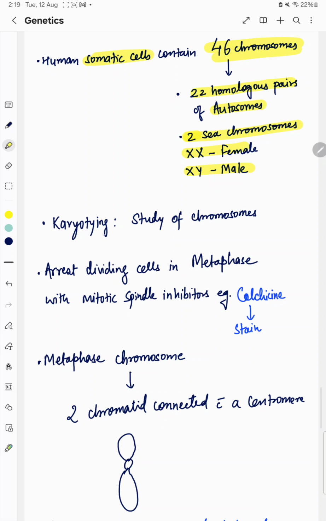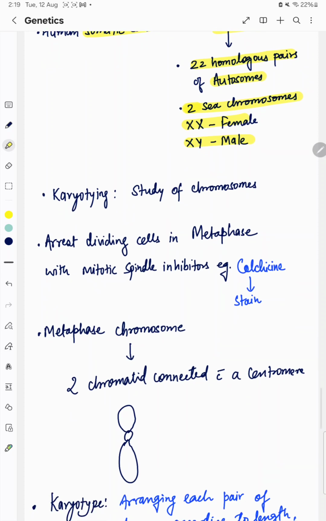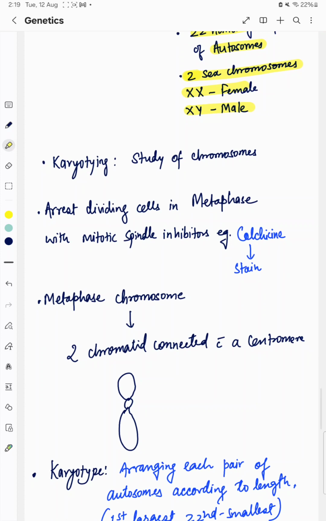So karyotyping is the study of chromosomes, and karyotype is a diagrammatic representation of the chromosomes according to their size, lastly followed by the sex chromosomes. So how do we achieve this karyotype? We arrest the dividing cell in metaphase by using mitotic spindle inhibitors like colchicine, and then we stain the cell.